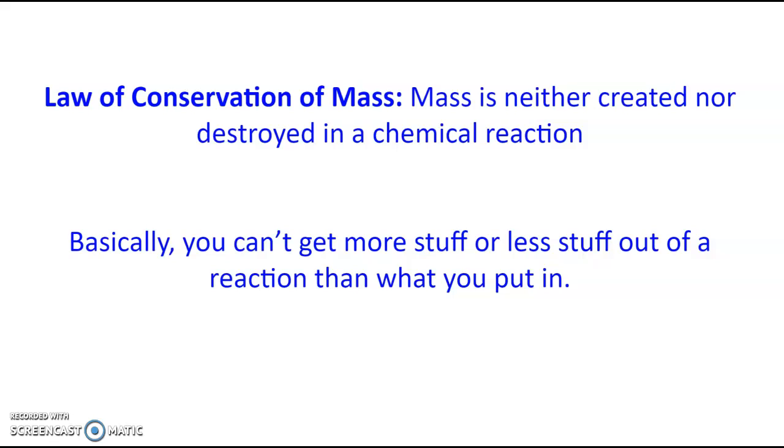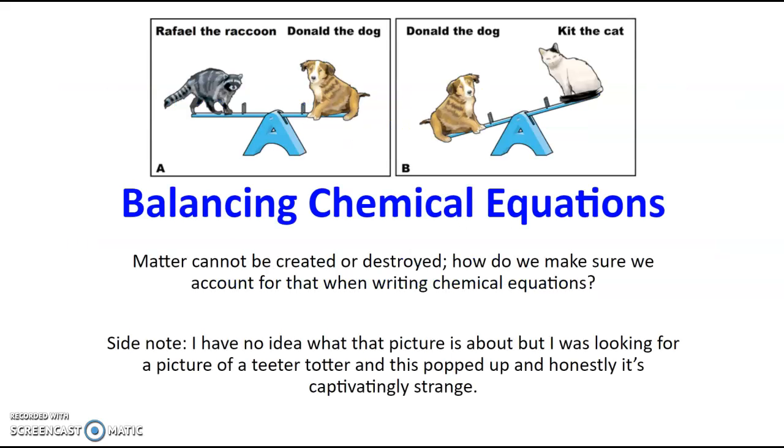Okay. Yeah, that's not how it works. So because of that, we have to balance our chemical equations. So to talk about balancing chemical equations, we are really just trying to account for the different elements on both sides. Like, if I put a carbon into the reaction, I have to get a carbon out of the reaction. If I put 2 sodiums in, I have to get 2 sodiums out.